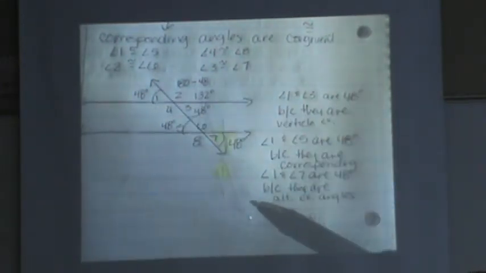Okay, now if I know that angle 2 is 132 degrees, can I find the measures of angle 4, 6, and 8? Yes. How? They're the same thing. Okay, well let's take it an angle at a time, and you explain to me what you mean by they're the same. 132, angle 2 and angle 4. What are they?